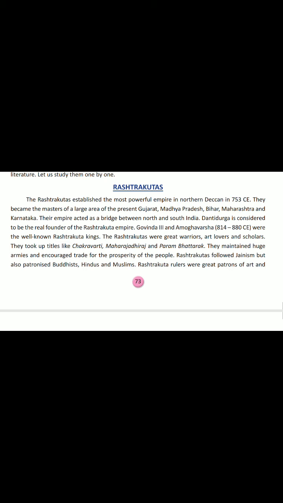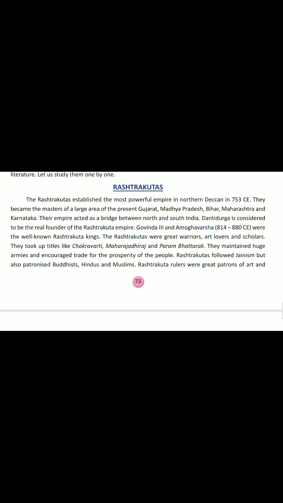The Rashtrakutas established the most powerful empire in northern Deccan in 753 CE. They became the masters of a large area of present Gujarat, Madhya Pradesh, Bihar, Maharashtra, and Karnataka. Their empire acted as a bridge between North and South India. Bridge means दोनों को जोड़ने का काम करते थे. Dantidurga is considered to be the real founder of the Rashtrakuta empire, and Govind III and Amoghavarsha between 814 to 880 CE were the well-known Rashtrakuta kings.